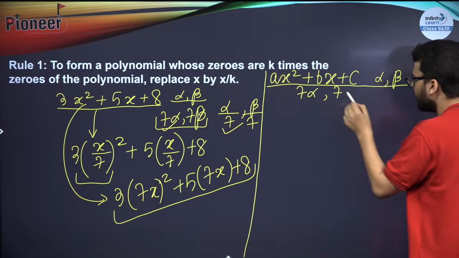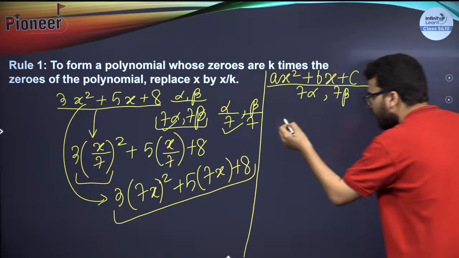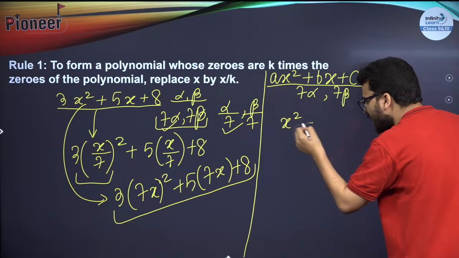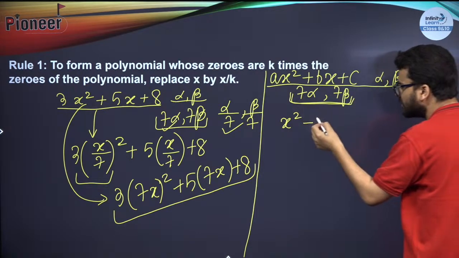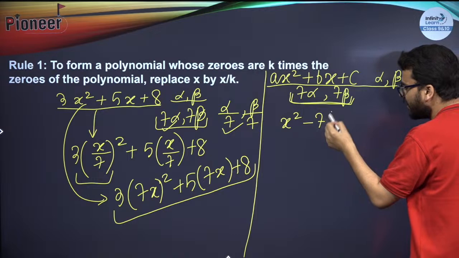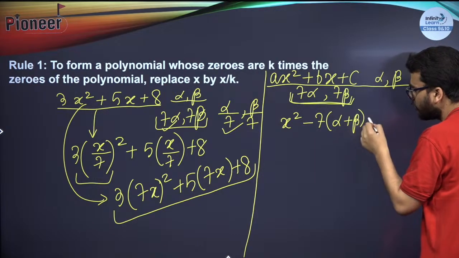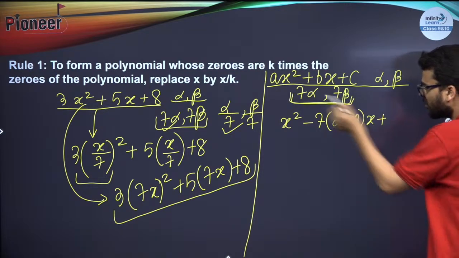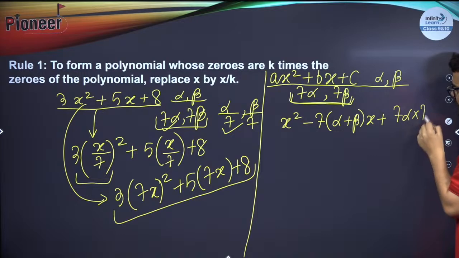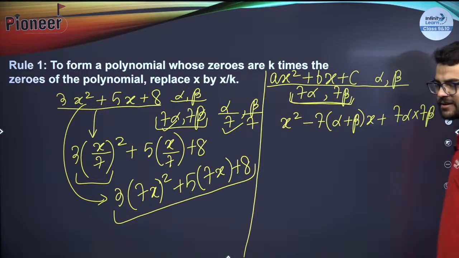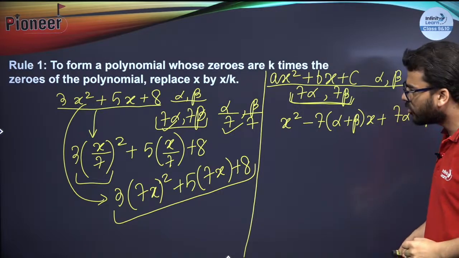So how will you actually find it? Tell me. The actual method will be what? The polynomial will be x square minus sum of these zeros. So sum of them will be what? Just see it properly. 7 into alpha plus beta into x plus product of the zeros. Yes or no? So that is 7 alpha into 7 beta. Is it clear? Something like this? Any doubt? This thing is clear over here, guys.